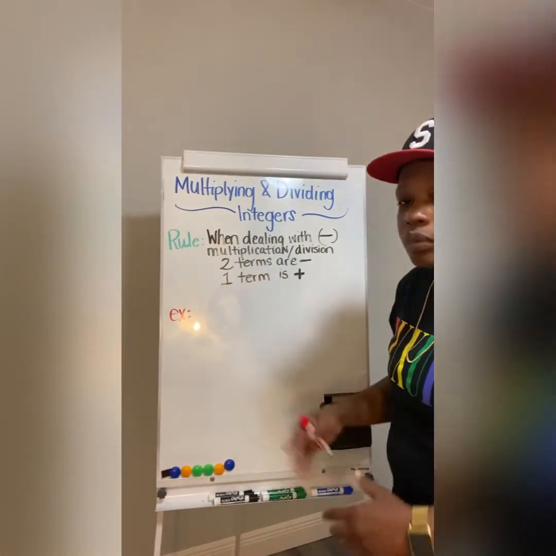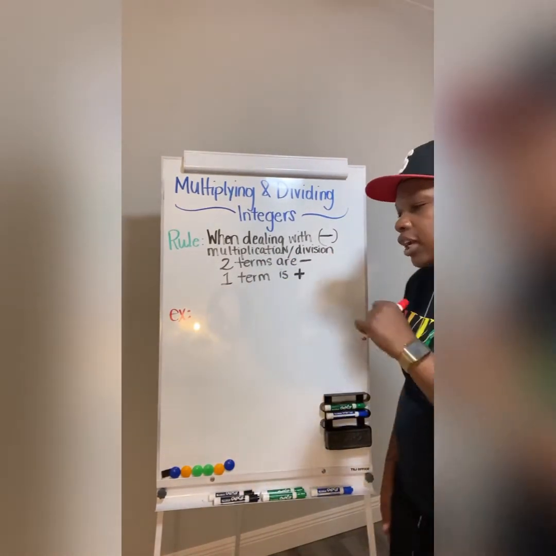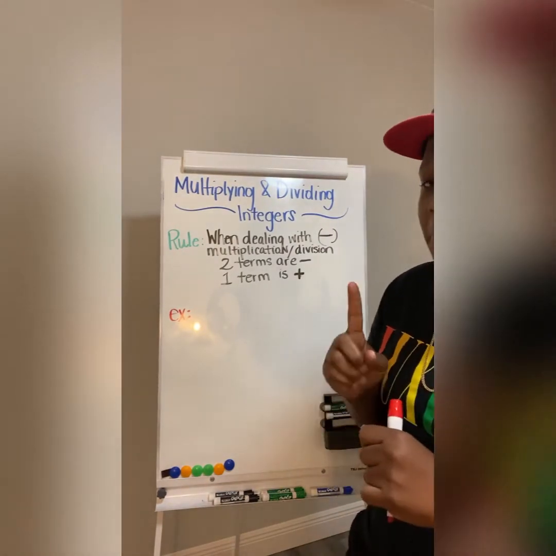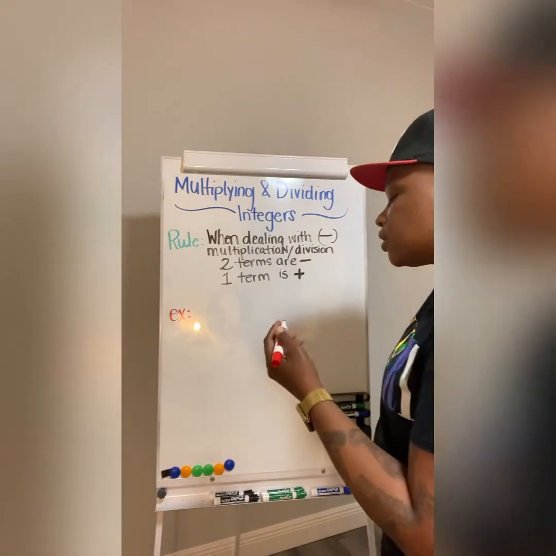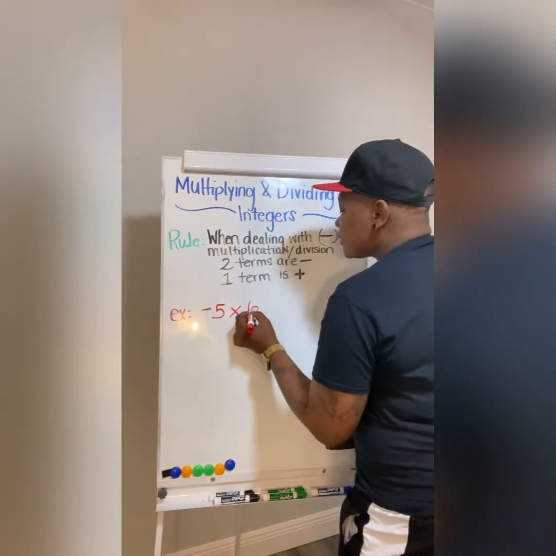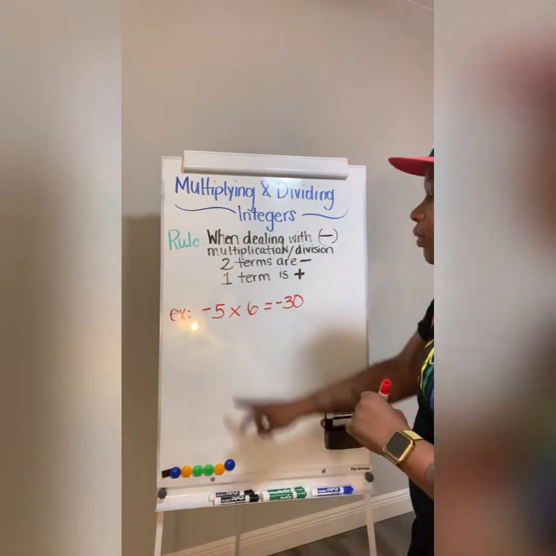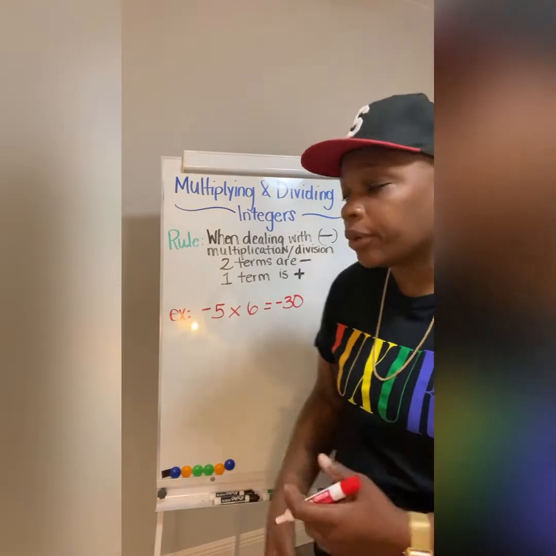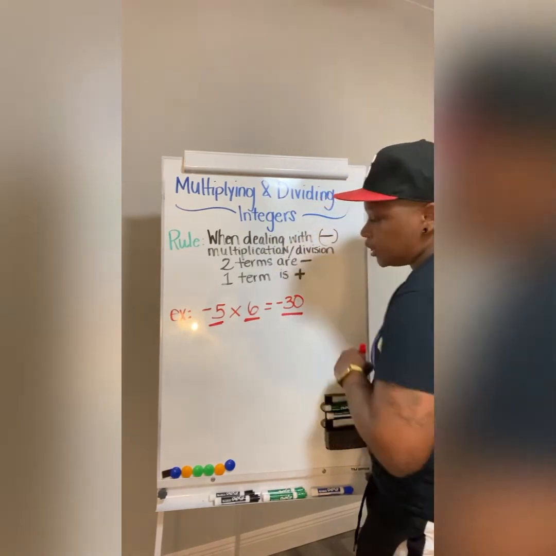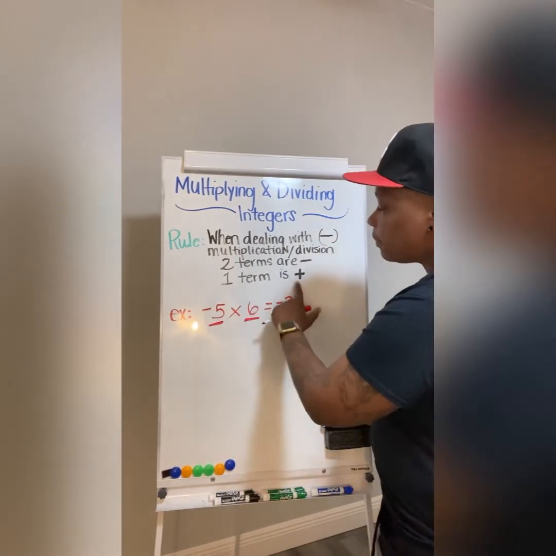So our rule when it comes to multiplying and dividing integers says, when dealing with negative multiplication and division, two terms are always going to be negative and one term is always going to be positive. Now I'm going to show you exactly what that means. For example, let's say I have negative 5 times a positive 6 equals negative 30. Right? Each number represents a term. So 5 is a term, 6 is a term, and 30 is a term. Our rule simply states two terms have to be negative, one term has to be positive.